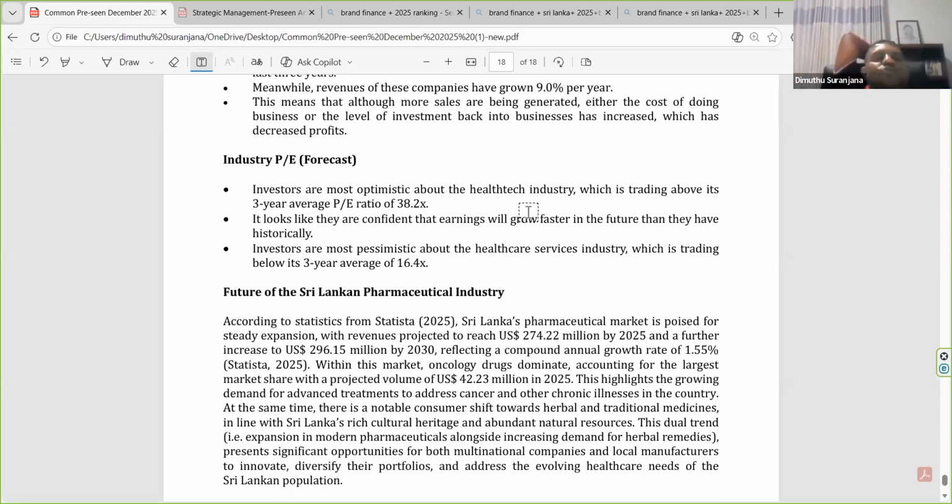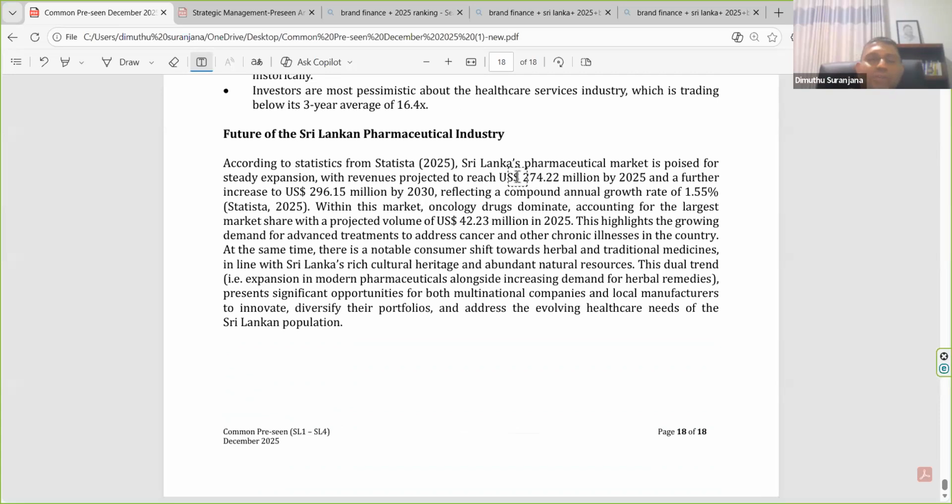Industry price earning forecast. Investors are most optimistic about the health tech industry, which is trading above its 3-year average price earning ratio of 38.2. They are confident that earnings will grow faster in the future than they have historically. Investors are more pessimistic about the healthcare service industry, which is trading below its 3-year average of 16.4. And then they have done some industrial business also, guys.